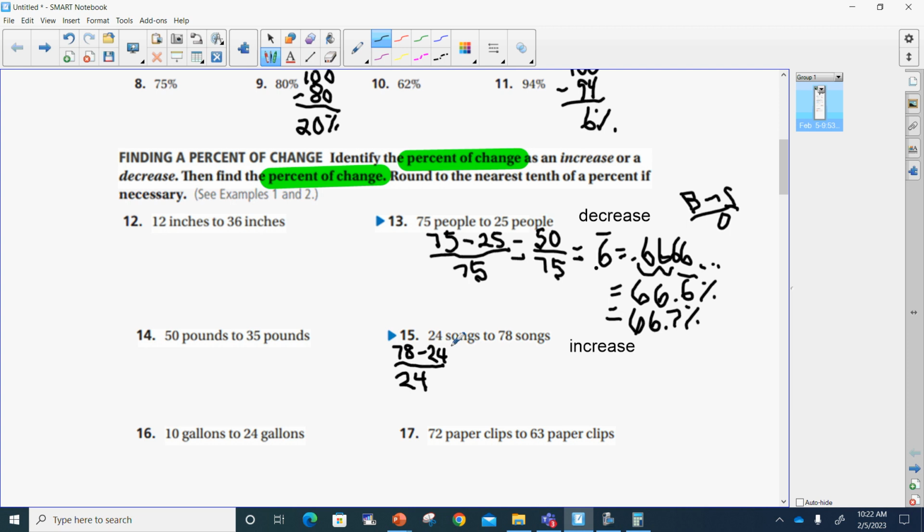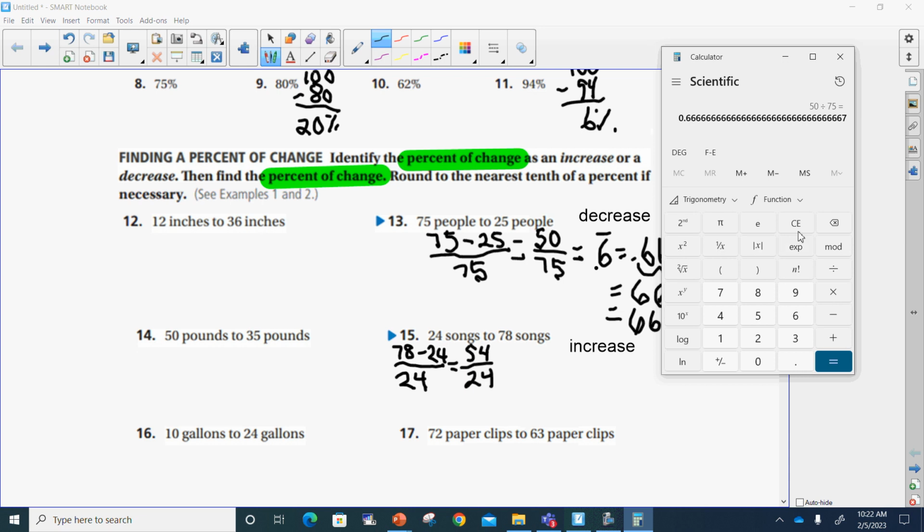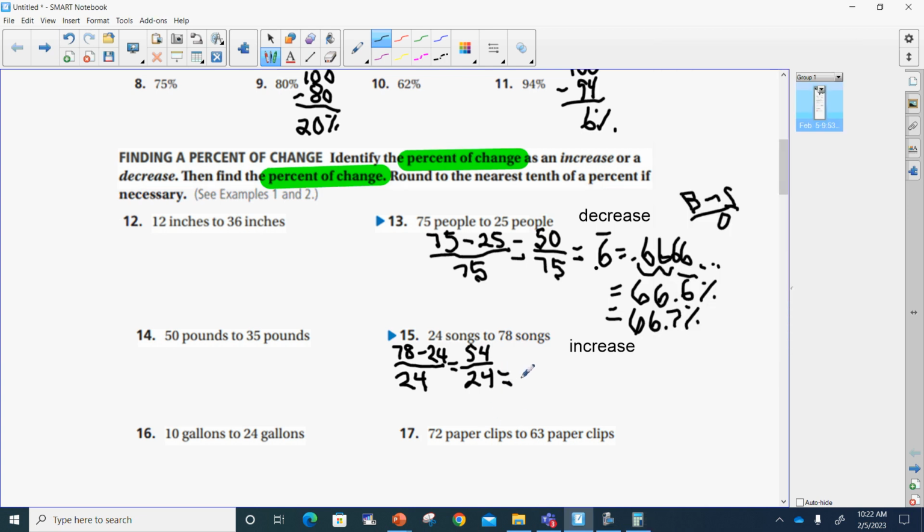Well, 78 minus 24 is going to give me 54 over 24. When I pop this in my calculator, 54 divided by 24 is going to equal 2.25. When I move my decimal over two spaces to turn this into a percent, that means it's going to be 225%.